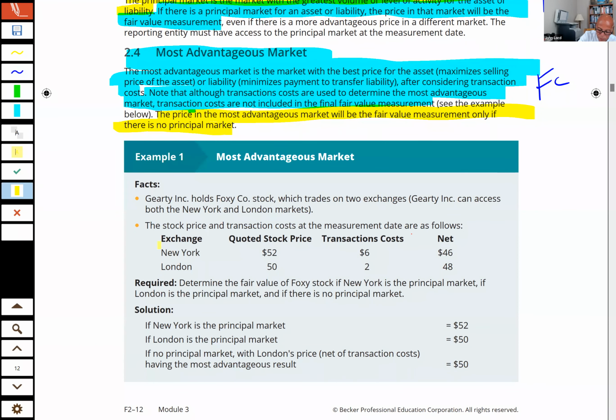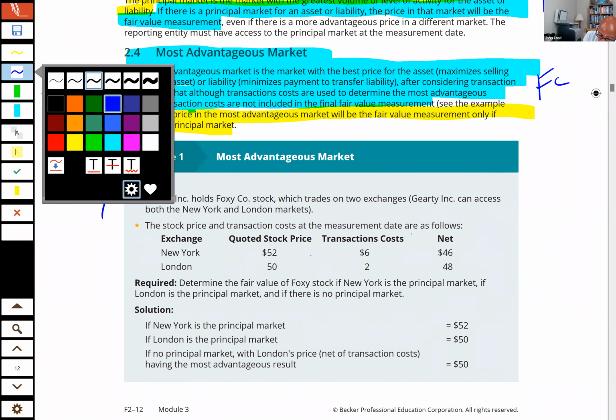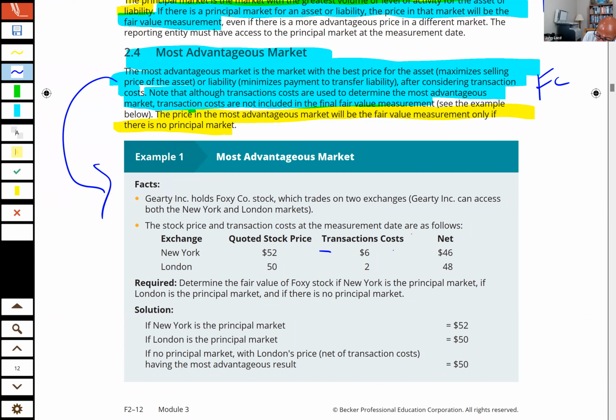So we've got this, and I'm going to make sure you realize this example is making this point. You come down and they give us some information: the quoted price for New York, for London, and the transaction cost. What is the net of the transaction cost? 52 minus 6 equals 46. 50 minus 2 equals 48. I think you see how they're getting the net there.